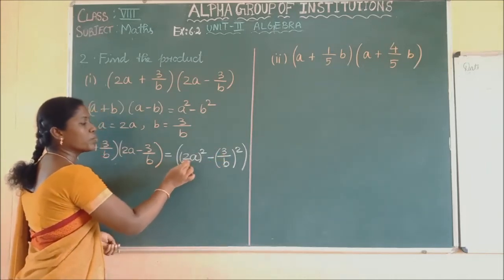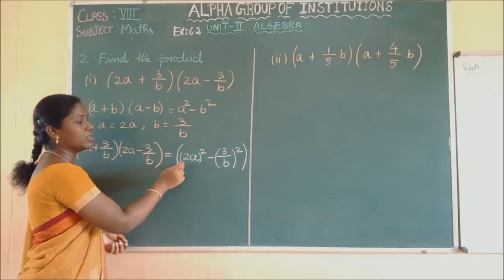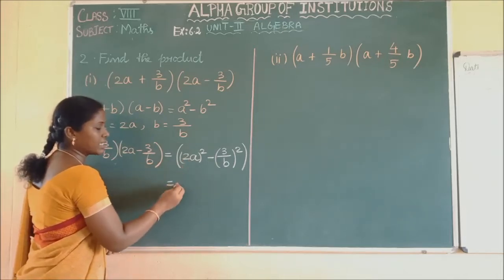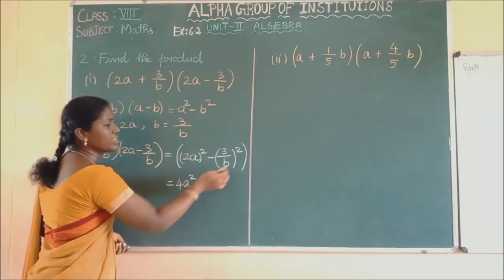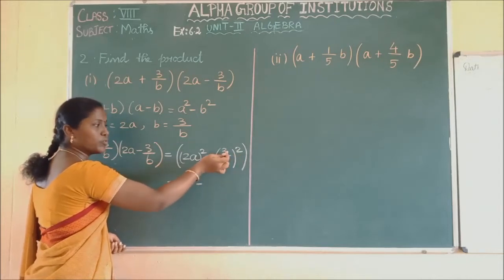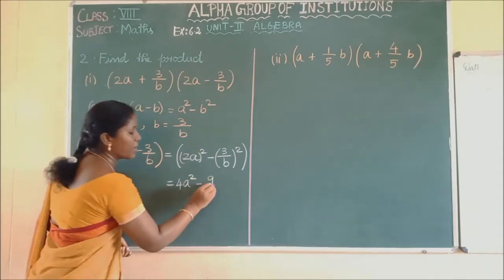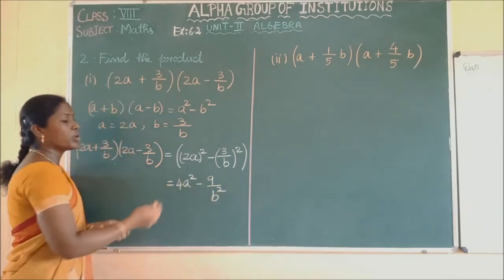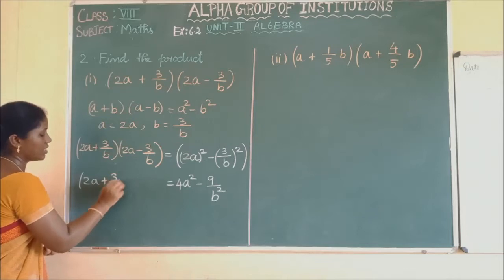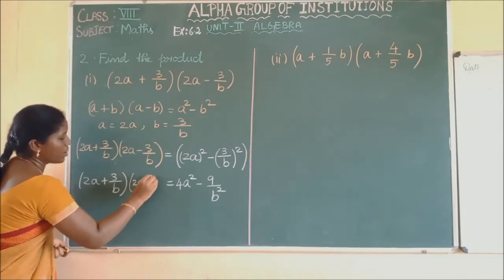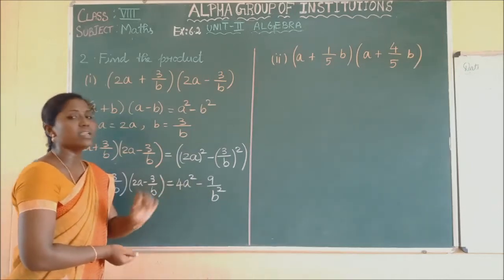Now the square is common for both the terms inside the bracket. For 2 the square is applicable, and for a also the square is applicable. So taking the square for each term inside the bracket, 2 twos are 4, a², minus, and here also the square applies to both the numerator and the denominator, so 3 threes are 9 by b². Here we do not have any common term. So for the given question, (2a + 3/b)(2a - 3/b), the product is 4a² minus 9/b².